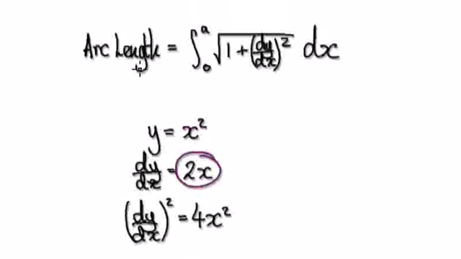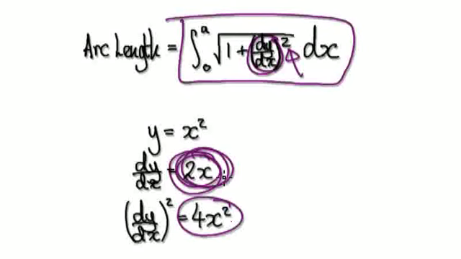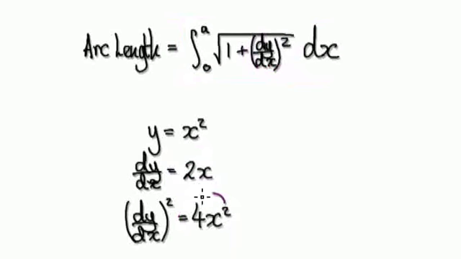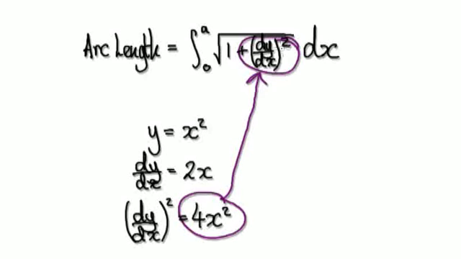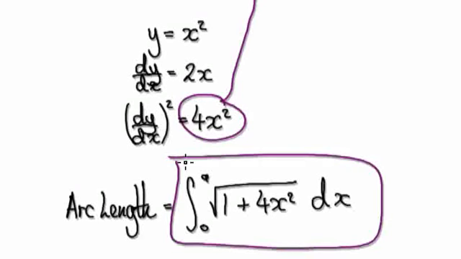And going back to the formula, the arc length is given by this. Well, you need to know dy by dx. Once you know dy by dx, you've then got to square it. So that will then give you this. So now we can put this into this bit here. Okay? So that will then take us to here. So now it's just a matter of integrating this.